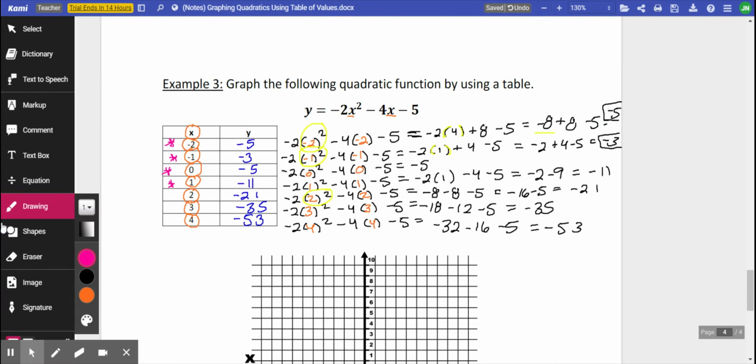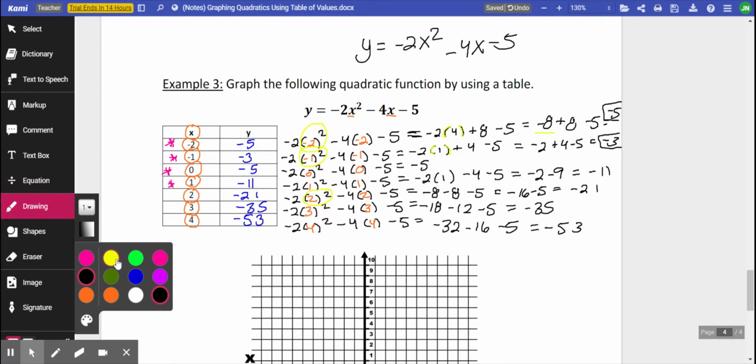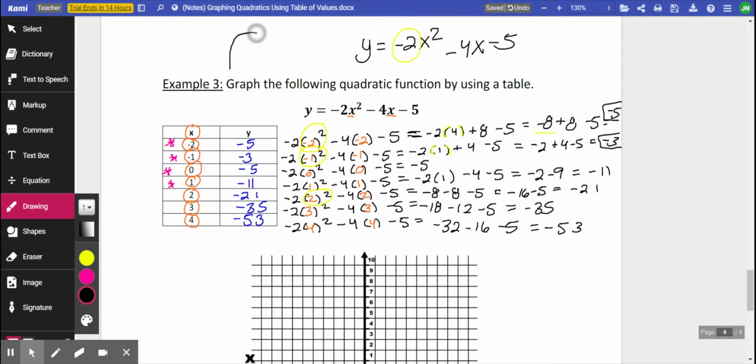In the beginning, we have the equation y is equal to negative 2x squared minus 4x minus 5. But we only really care about the value of a. The value of a is the number in front of the x squared. This is a negative number, right? So whenever we have a negative number, we know that it's going to be a parabola that is going to be upside down. So it's going to look something like this because the a is negative, or the number in front of the x squared is negative.